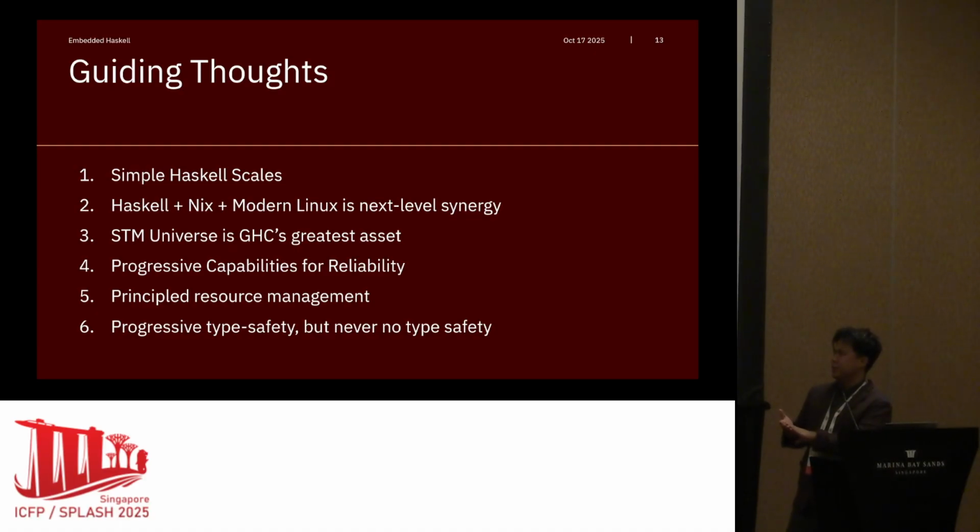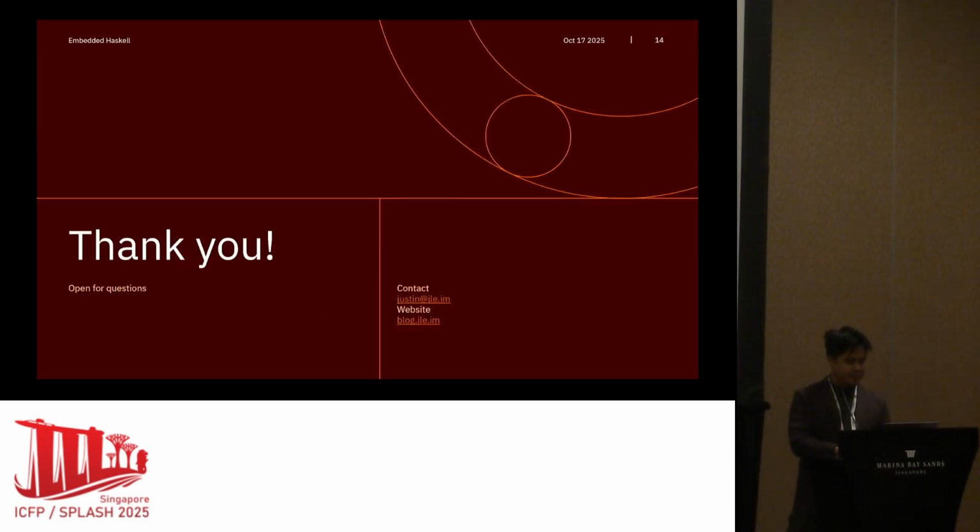STM definitely, I think, is GHC's greatest asset for this type of project. We want to emphasize using progressive capabilities for reliability. Things can fail, but make sure that there's always a level that doesn't fail. That can be in Haskell. Manage the resources principally, and never abandon type safety totally. Yeah, that's my rapid fire.